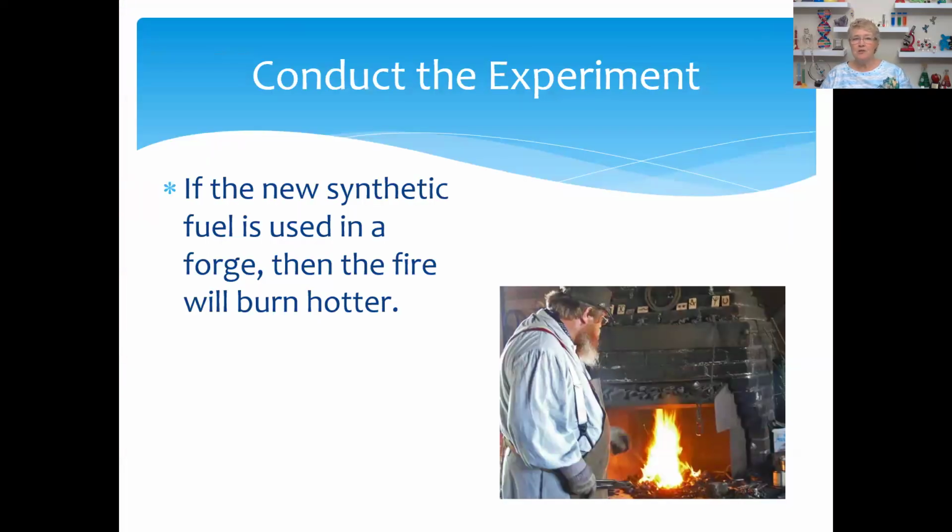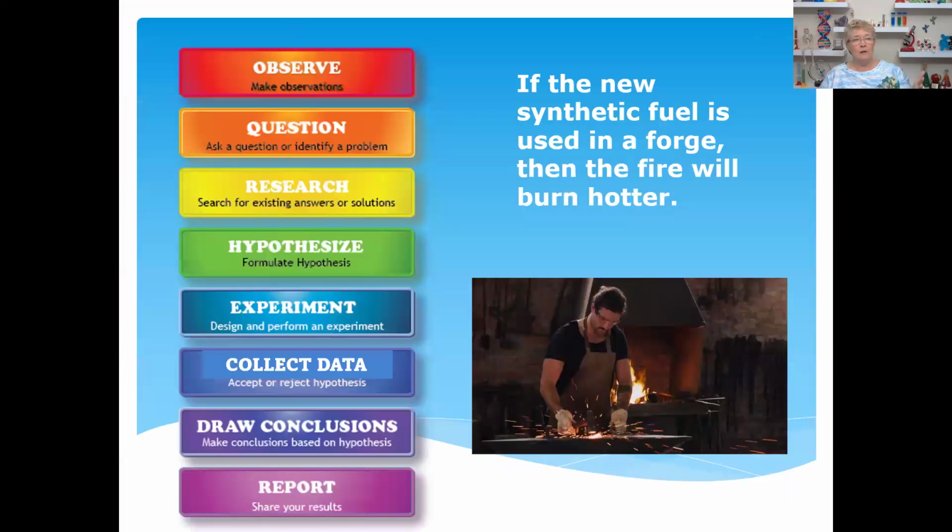All right, so now we've got our hypothesis. If the new synthetic fuel is used in a forge, then the fire will burn hotter. We know that the fuel is our independent variable. The temperature of the fire is going to be our dependent variable. And we're going to control everything else. Now we're going to conduct this experiment. So we could use the new fuel in the forge, and then we measure it. That's how we're going to conduct our experiment.